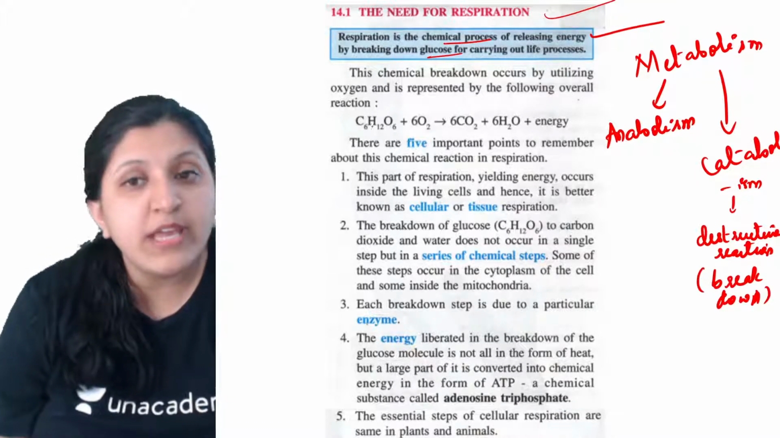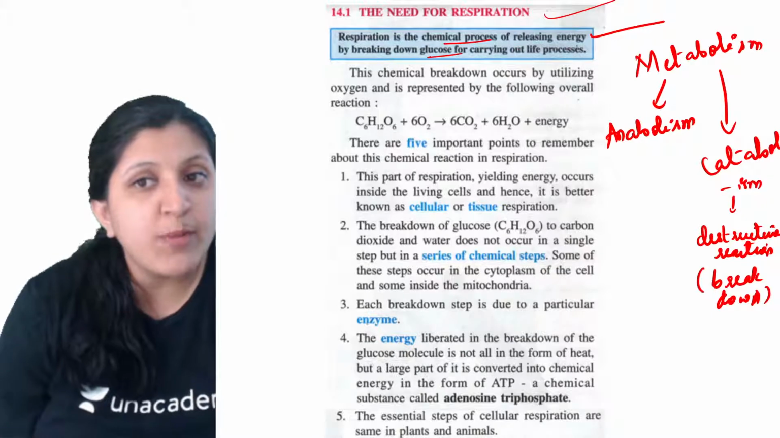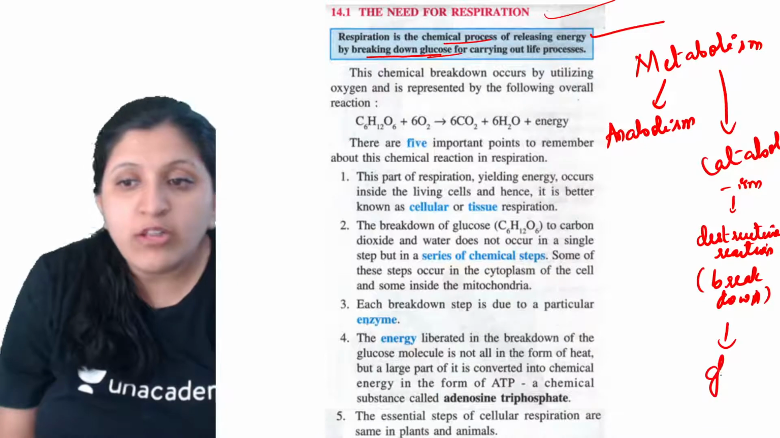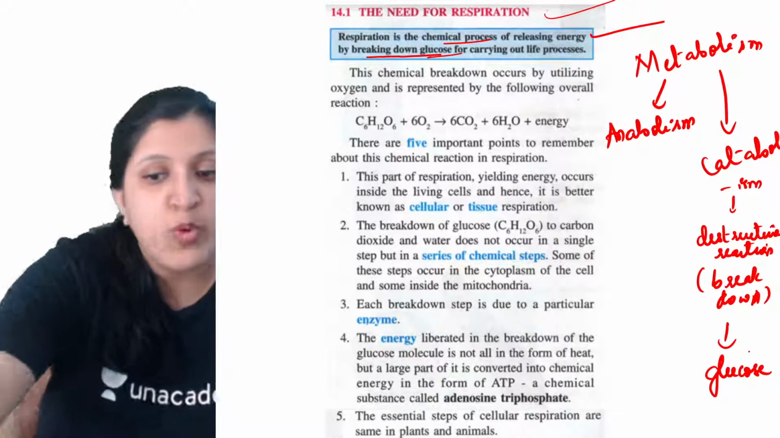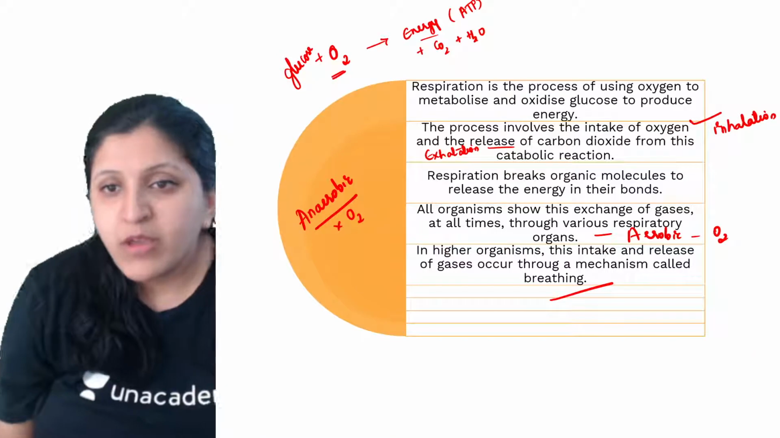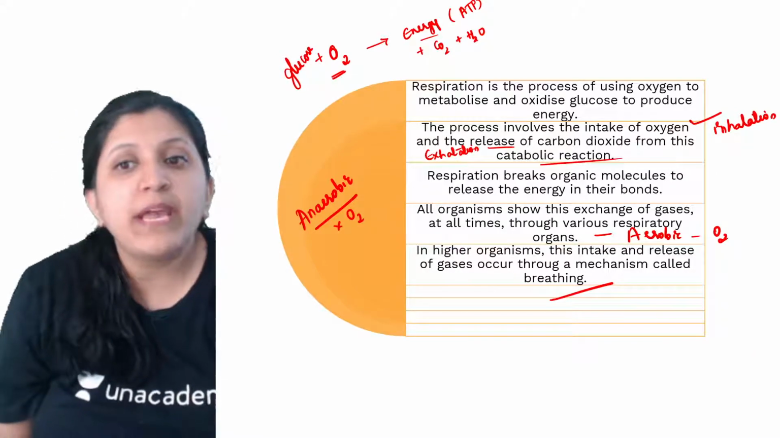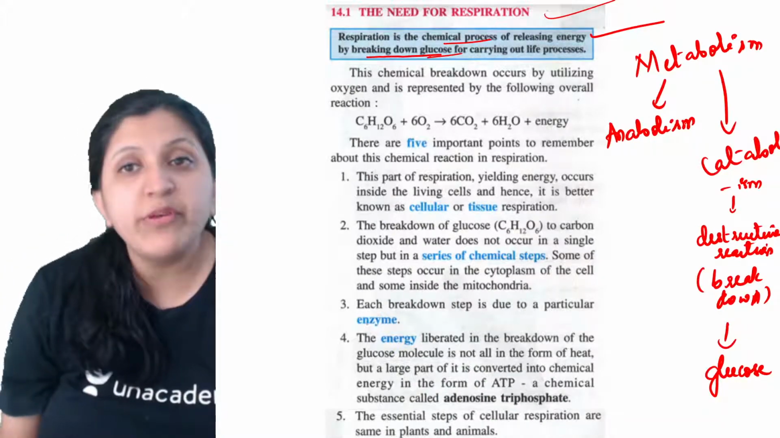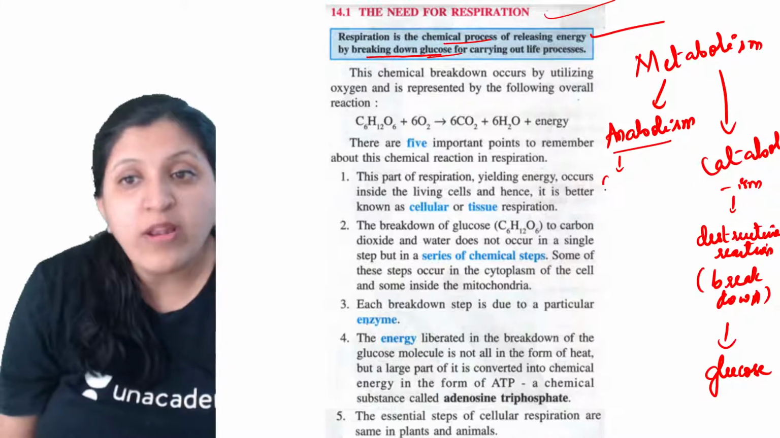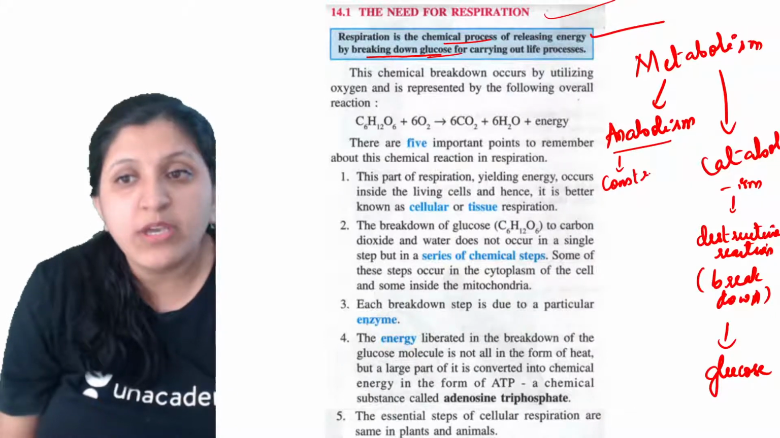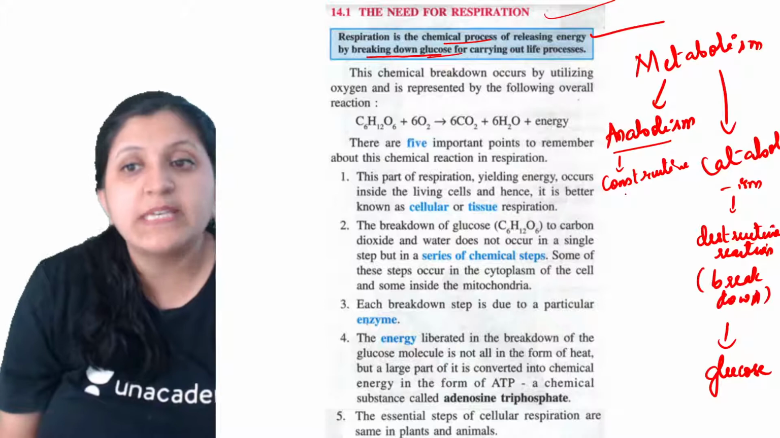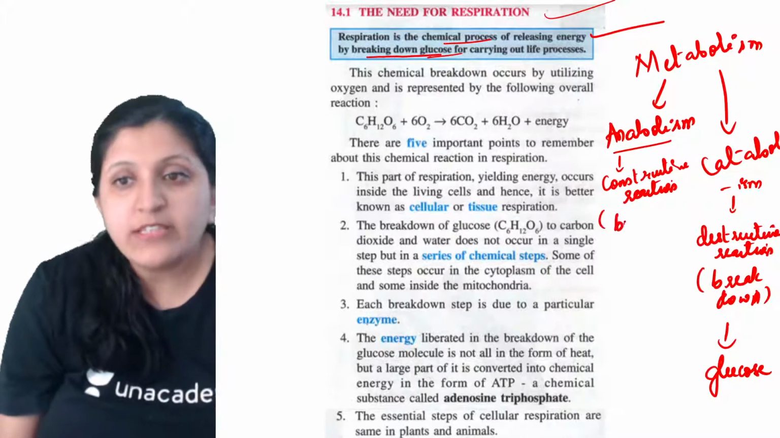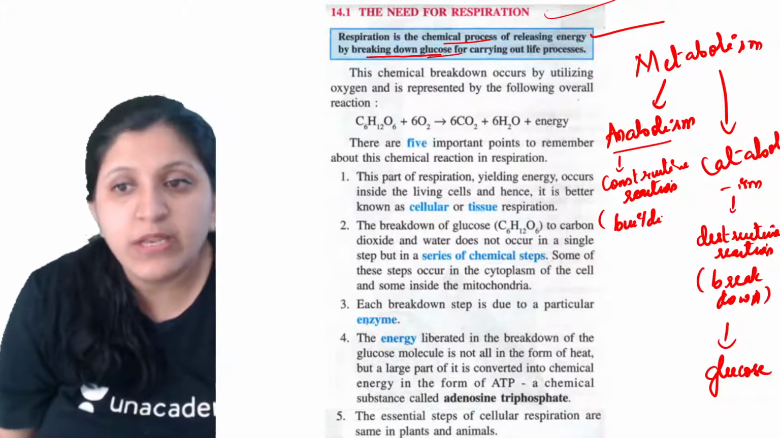So what is breaking down? It is a chemical process of releasing energy by breaking down glucose. So here the glucose is getting broken down, forming carbon dioxide, a catabolic reaction. Breakdown reaction is occurring. Now anabolism is a constructive reaction. In our body, that is the building up of certain things.